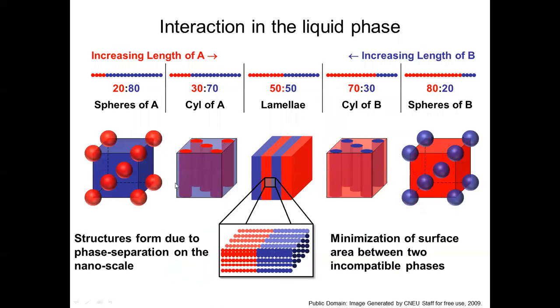So depending on the ratio of PS to PMMA, if we would have, for example here, a 20 to 80 ratio, or a 30 to 70, 50 to 50. So this is the increasing length of A as we go to the right. A is shown as 20, and as we go to the right, it goes to 30, 50, 70, 80.